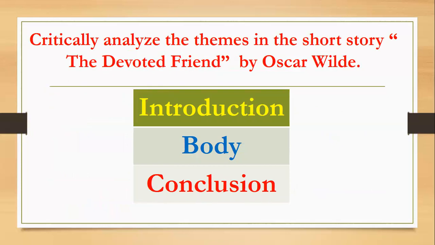We have taken one question. Critically analyze the themes in the short story The Devoted Friend by Oscar Wilde. So when you write an answer for this question, you have to structure your answer into introduction, body, and conclusion parts.